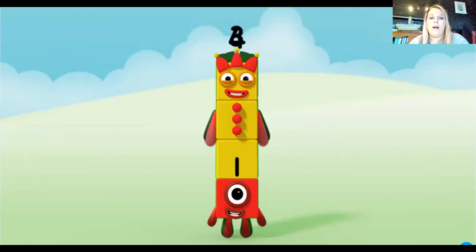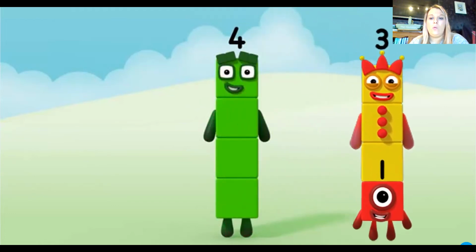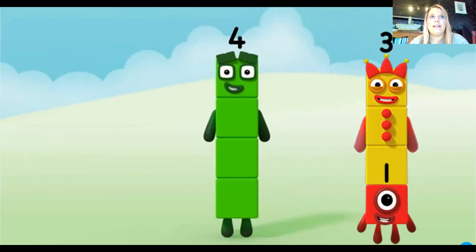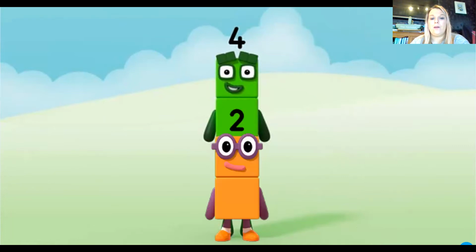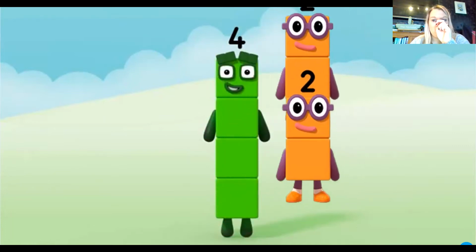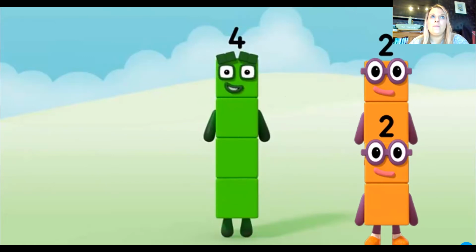We can have a 1 and a 3. 1 and 3 makes 4. Can you say that? 1 and 3 makes 4. We can also have a 2 and a 2. 2 and 2 makes 4. Can you say that? 2 and 2 makes 4.